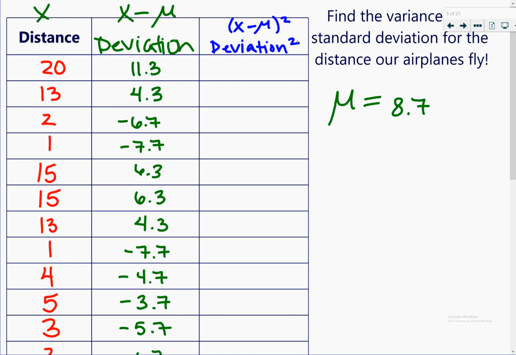11.3 squared, 127.69. 4.3 squared, 6.7 squared, negative 59.29.